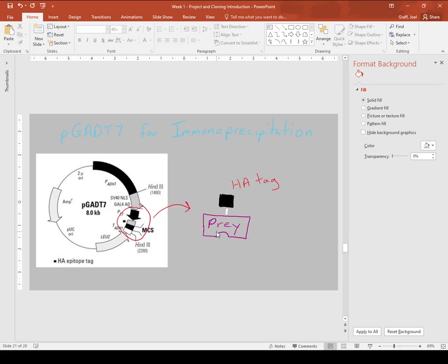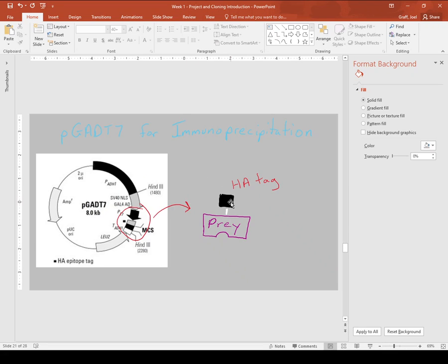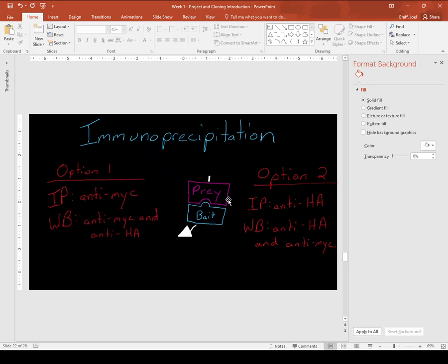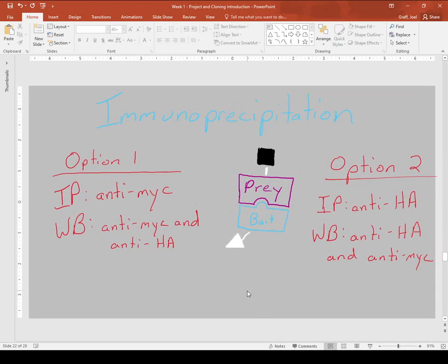So we've got the HA epitope tag on the prey protein and a MYC tag on the other protein, and so we can grab onto either one of these with an antibody that recognizes the MYC or HA tag. We can also detect them in Western blots using the MYC antibody or the HA antibody. Alright, I'm going to switch this one to gray again too. Okay, so we do immunoprecipitations.